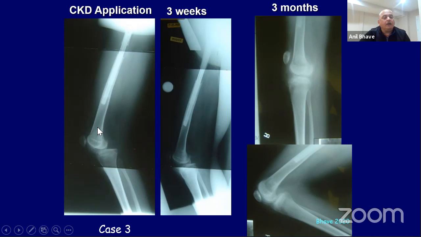This is early on, and I think this is a 2006 case, where we had almost 60% subluxation, same treatment again, and we were able to get full resolution of our extension. So we were able to achieve this.